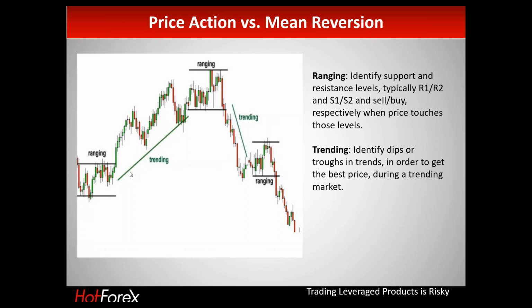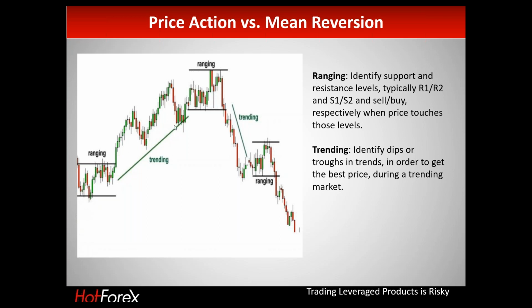When we have a trending market, there is a clear direction, when we connect our lows and highs and they show a direction. So by identifying dips or troughs in a trend, we can get the best price during a trending market.